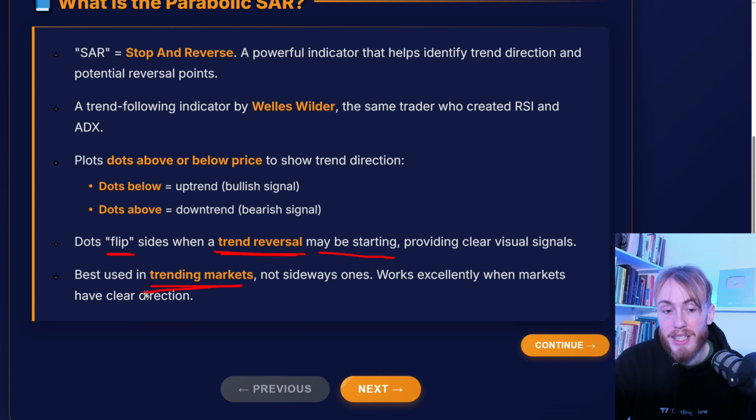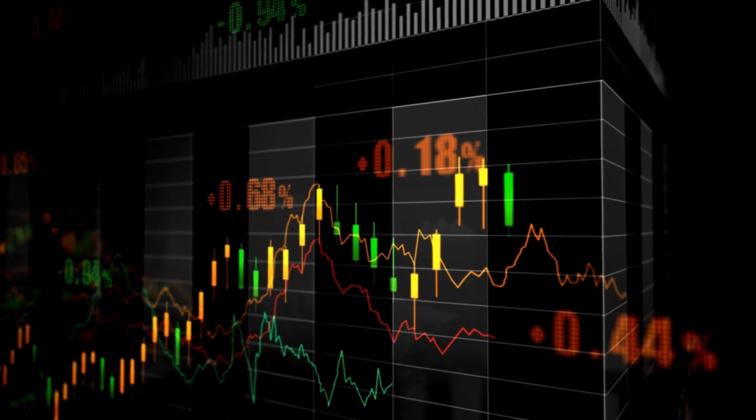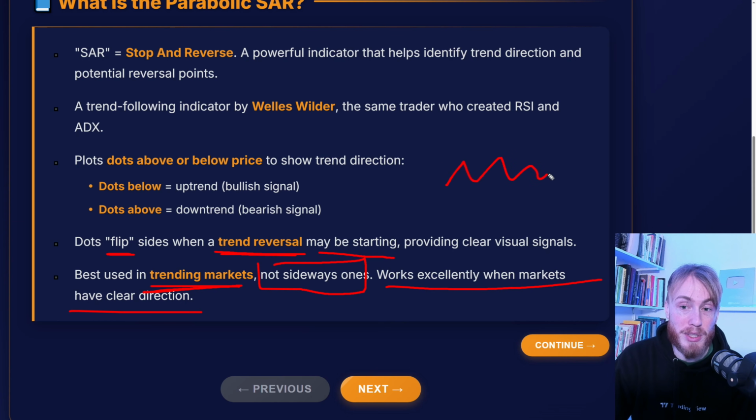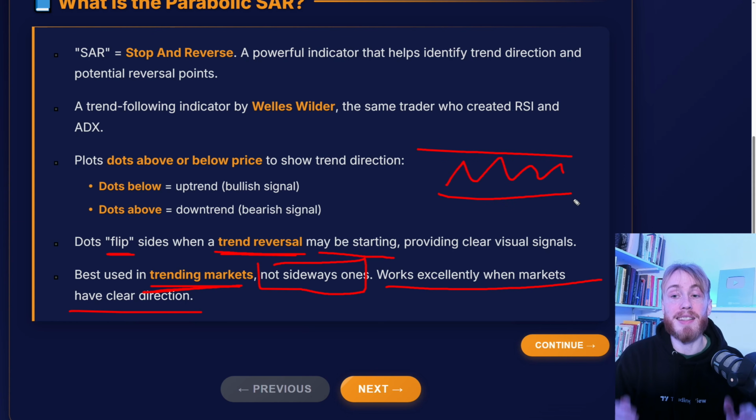Well, it's best used in trending markets. So you actually want to avoid using this one in sideways markets. It works best when we have a clear direction, because when we have sideways markets, you will realize that the indicator will flip pretty often and provide more false signals. But later on in this video, when we take a look at settings, we will look at some ways to reduce these false signals.